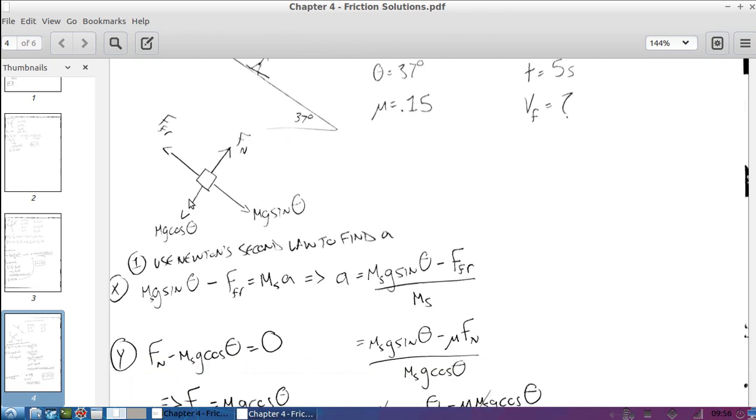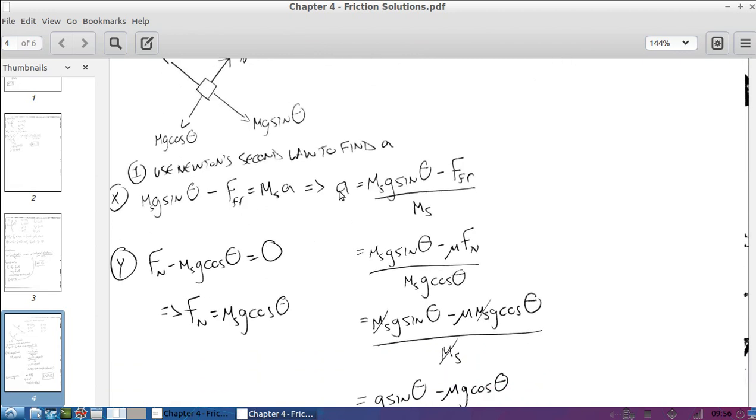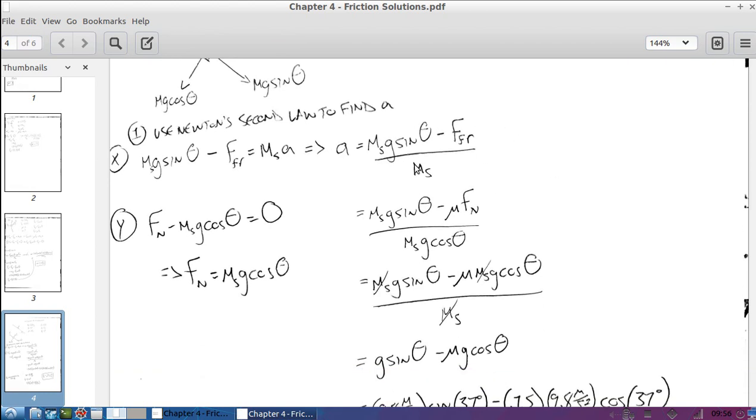Newton's second law in the x direction: mg sine theta minus the frictional force is equal to the mass of the skier times its acceleration. F net in the x direction, mg sine theta minus friction, is mass times acceleration. So I'm solving this first for a. I need the acceleration first, so I'm making a nice expression here in terms of the mass, g, theta, and the frictional force.